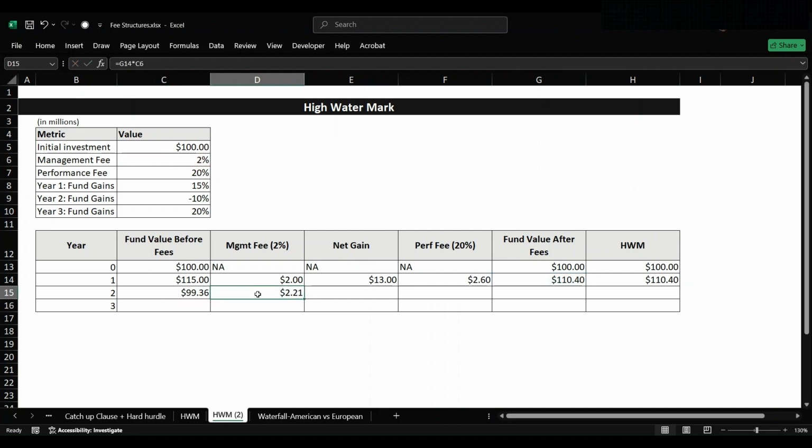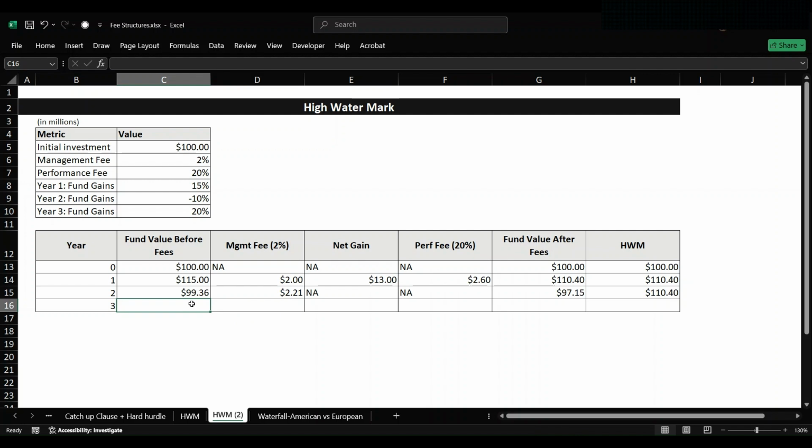Since this value is smaller than this value, there would be no net gain and there would be no performance fees. Therefore, our fund value after fees becomes 99.36 million minus 2.21 million. Our high water mark will remain the same as in the previous year, which is 110.40 million.